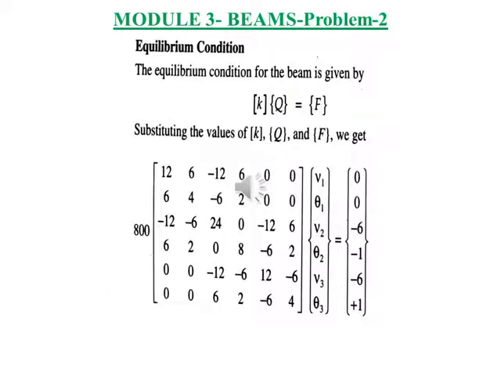At the equilibrium condition, we know that K into Q is equal to F. Hence, K is the stiffness matrix, Q is the displacement vector, which is equal to the force vector. So substituting this and writing in the matrix form, we get the matrix as shown in this slide.